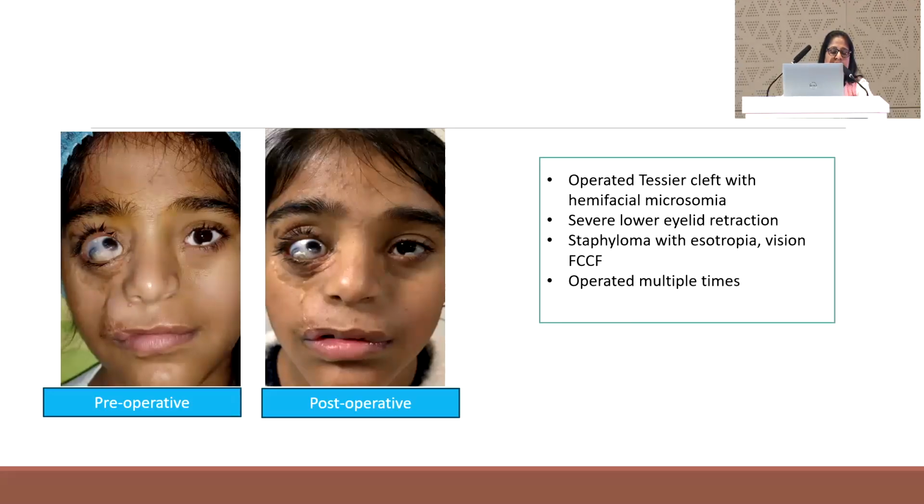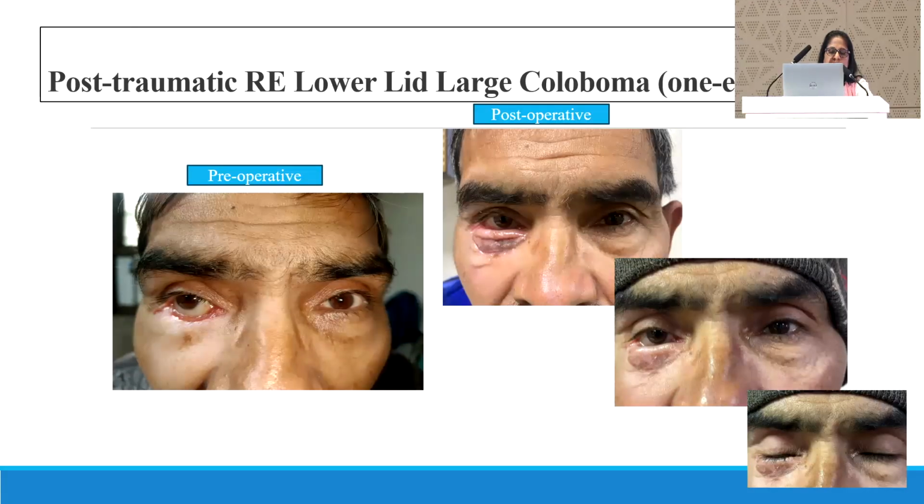So this patient, I had to cover almost 12-15 mm of the sclera, so that was not possible in one sitting. So the second sitting surgery is awaited. But you can see 50% has been corrected using skin cartilage graft. Then this patient was a one-eyed patient with lower lid coloboma, as you can see.